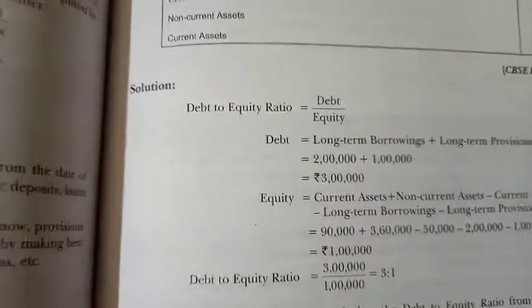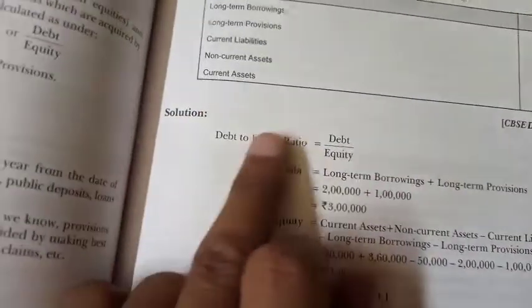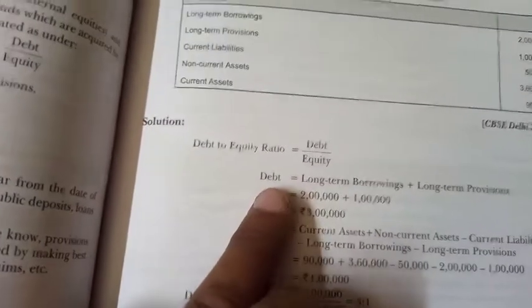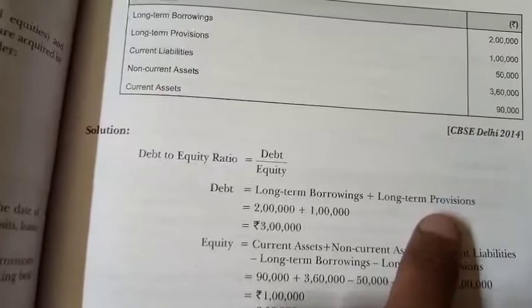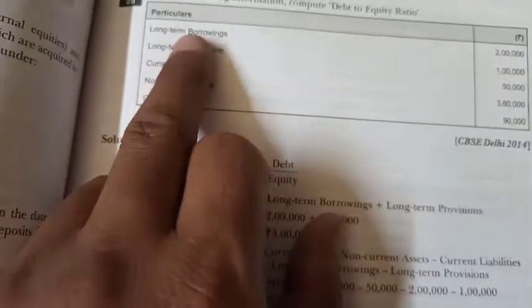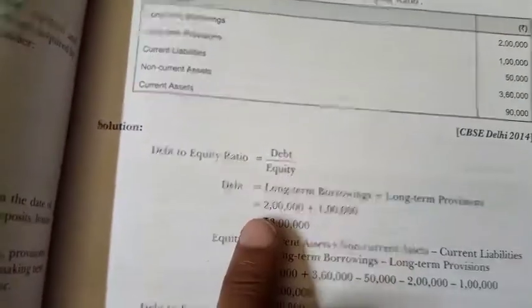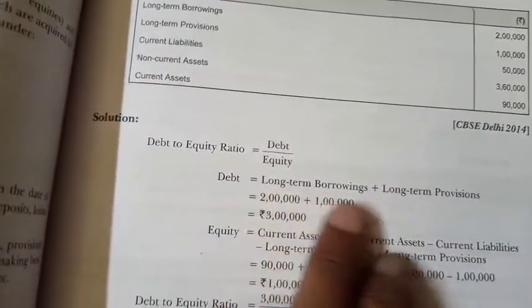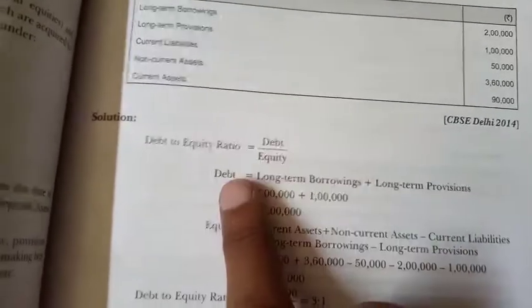Now the question is, what is debt equity ratio? So debt equity ratio is equal to debt upon equity. Debt is equal to long term borrowing plus long term provisions. In this question, long term borrowing is rupees 2 lakh, long term provision is rupees 1 lakh. When long term borrowing is added to long term provisions, we get the debt.